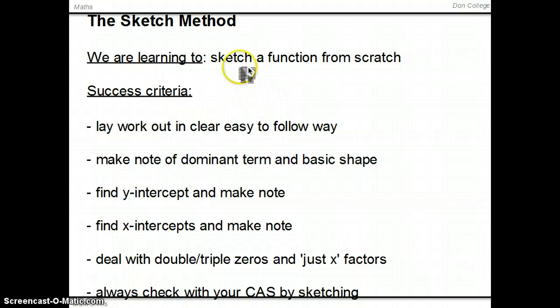Okay, so we're learning to sketch a function from scratch. We're looking at linear, quadratic, cubic and quartic functions. By the end of this video, hopefully you will know how to lay your work out in a clear and easy to follow way. Make note of the dominant term and basic shape, finding the y-intercept and making a note of that, finding x-intercepts and making notes of that, dealing with double, triple zeros and just x factors, and always check by sketching it on your CAS calculator.